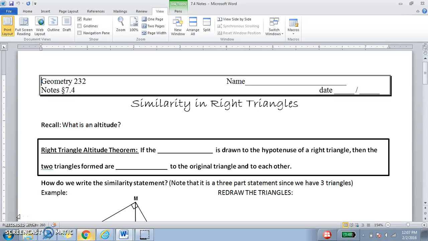This is Geometry, section 7.4, Similarity in Right Triangles. So we've talked about similar triangles in general. In this section, we're going to talk about right triangles specifically, meaning triangles that have a right angle in them.